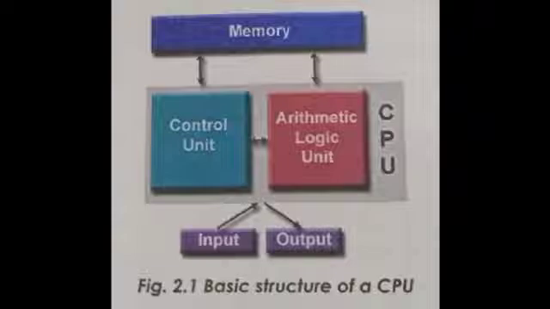Basic structure of a CPU. We send data into the input device. The control unit controls the functions, sending data to the arithmetic logic unit. It will be controlled in the CPU. Again they are sent to the memory. Memory can send the data to the output device.